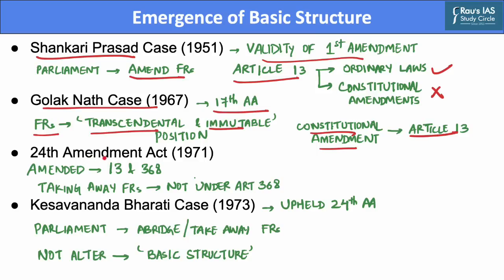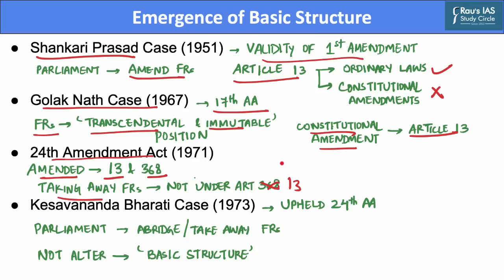The Parliament responded to the Supreme Court judgment in the Golaknath case by enacting the 24th Amendment Act of 1971. This act amended Article 13 and Article 368 and declared that the Parliament has the power to take away any of the fundamental rights under Article 368, and such an act will not be a law within the meaning of Article 13. It meant that Parliament gave itself the power to amend any part of the Constitution, and it passed a law that cannot be reviewed by the courts.